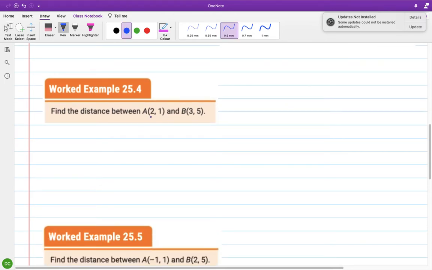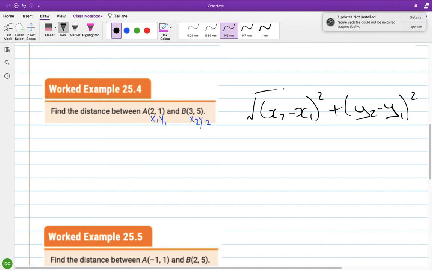So the first thing you do is, like what I said a second ago, the first number in these brackets is an x and the second number is a y. First number is an x, second number is a y. And then we call them, so the first point is ones and the second point is twos. Okay? So from up above, you go to the table book and you get your formula: the square root of x2 minus x1 squared plus y2 minus y1 squared. Now all you have to do is put the right number in the right place.